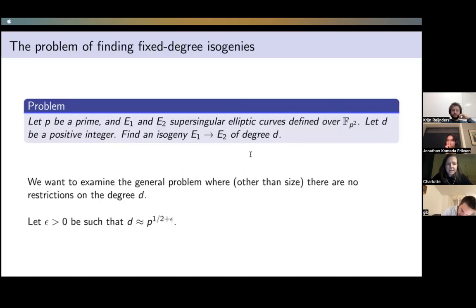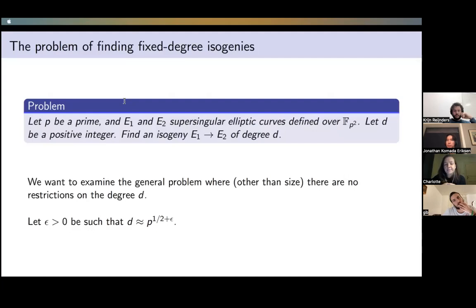And we don't really want to put any restrictions on this degree D, other than that we consider D's that are larger than P to the 1/2, because there is an equivalence to endomorphism ring computations for smaller degrees. This has been done, for example, by the GPST authors, Galbraith, Petit, Shani, and Ti, where when you compute the connecting ideal of the endomorphism rings, then the smallest element will correspond to an isogeny of roughly degree square root of P. And this can be efficiently computed in this situation.